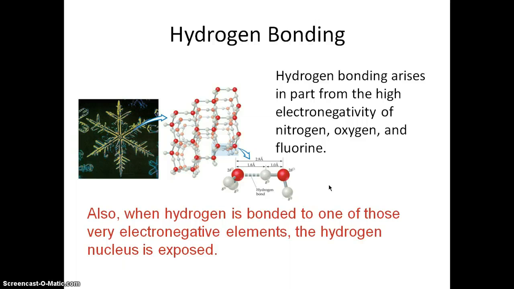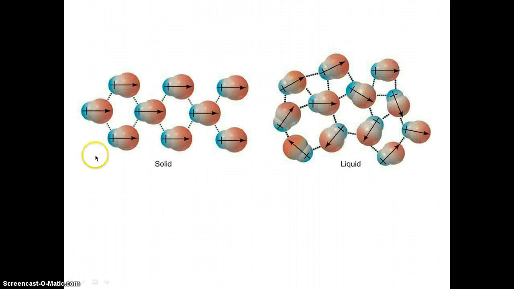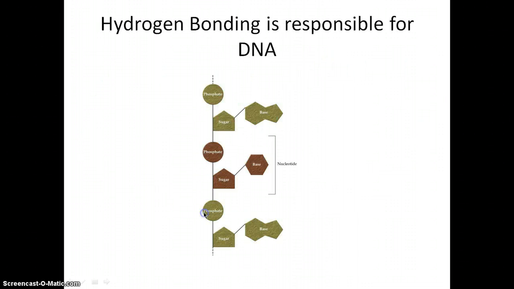And then also when hydrogen bonds to one of these very electronegative atoms, the hydrogen nucleus is exposed, which gives it that strong bond. When we look here, you can have hydrogen bonding between a bunch of different hydrogen fluoride molecules. Here's an example of the type of hydrogen bonding that exists with solids versus liquids. Solids noticeably have a more orderly structure.